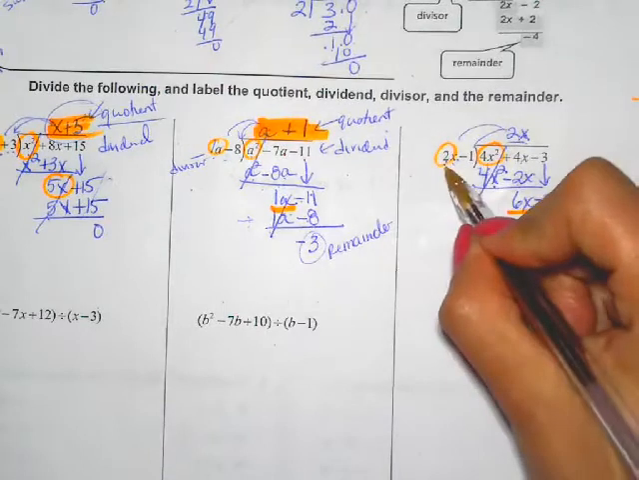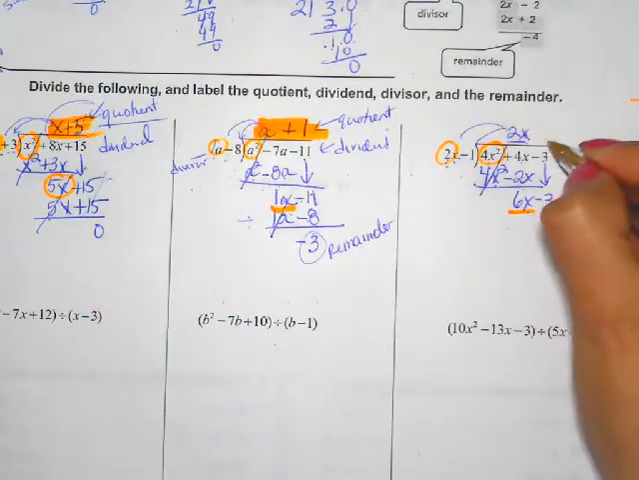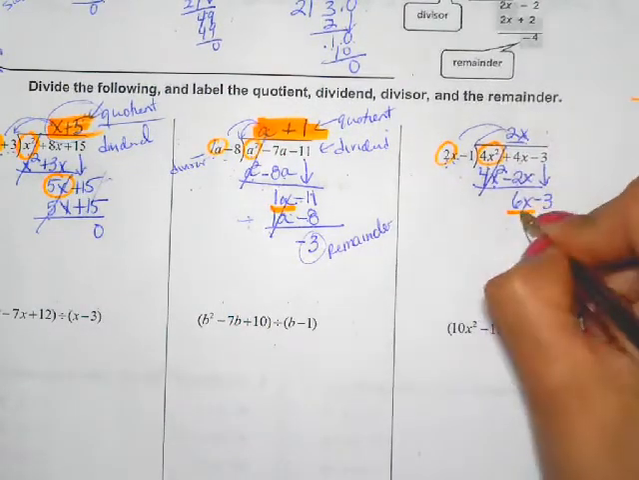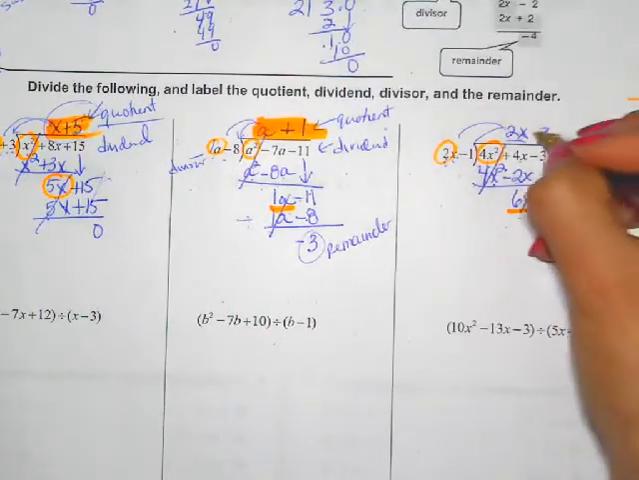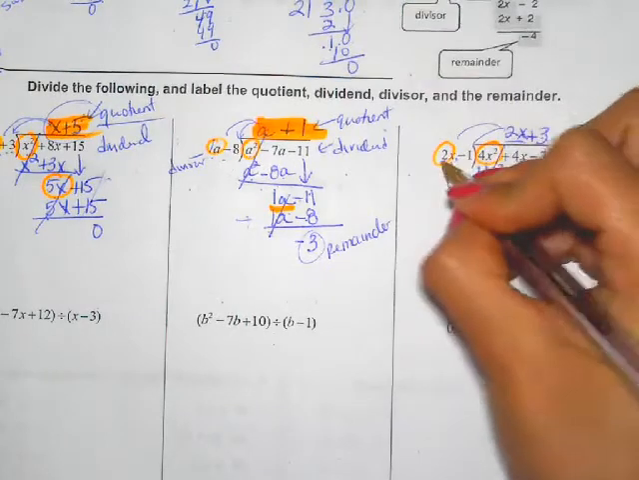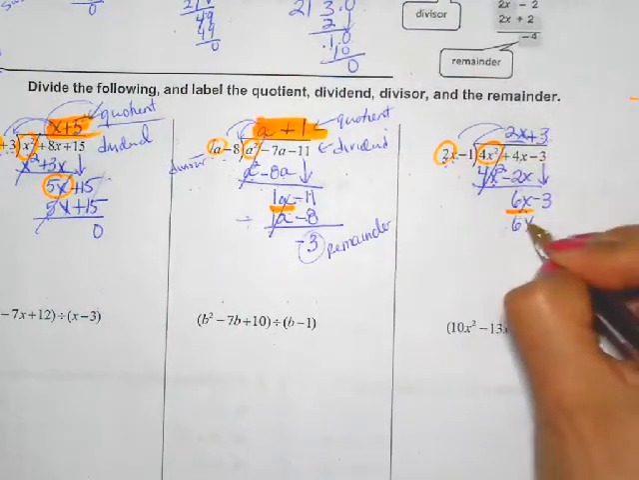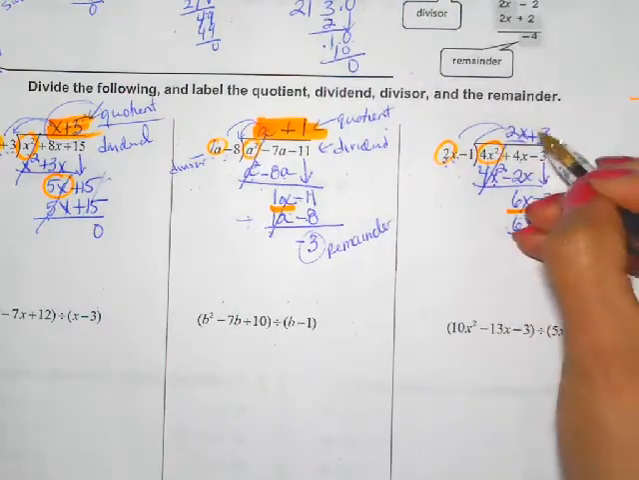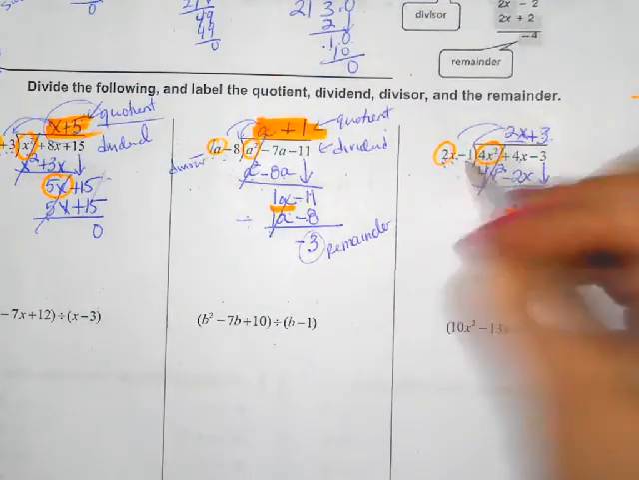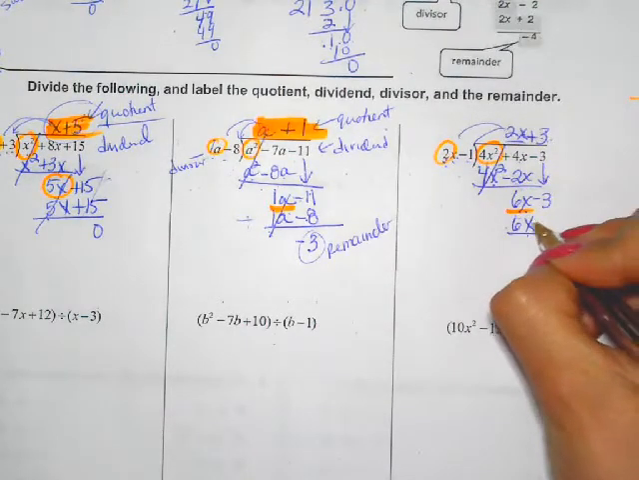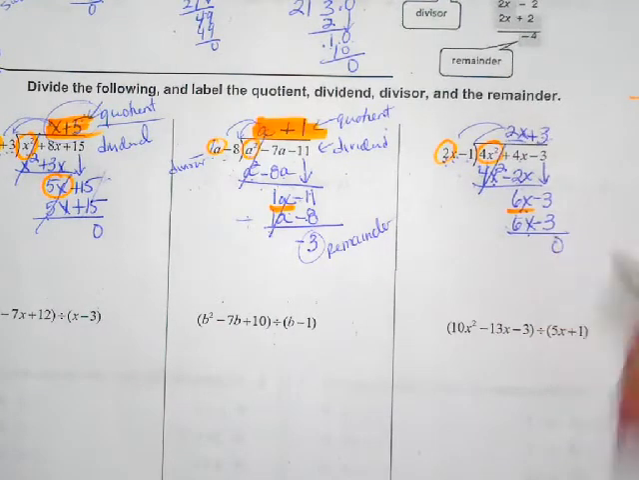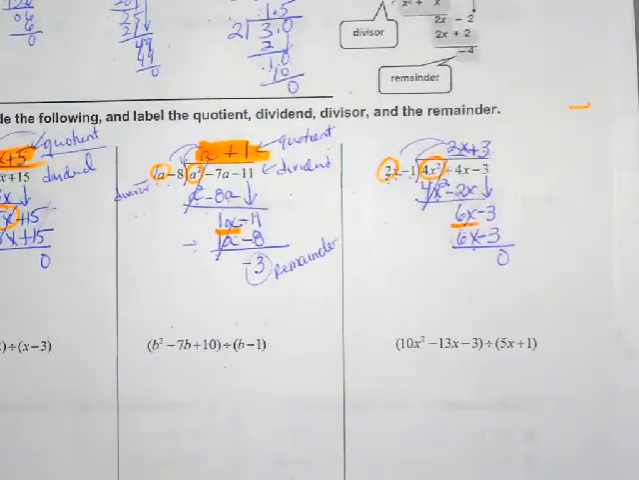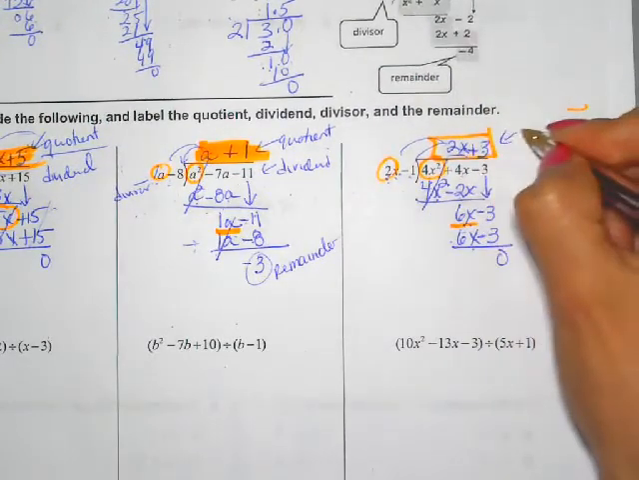6x divided by 2x, or what would I multiply 2x times to get a 6x? Well, obviously it's 3, or 6x divided by 2x is 3. Positive 3 times 2x is 6x, so we know that is the correct one. But don't forget, you also have to multiply by the second number in our divisor. 3 times negative 1, negative 3. Take the difference, so it's 0. Our quotient, or our answer, 2x plus 3.